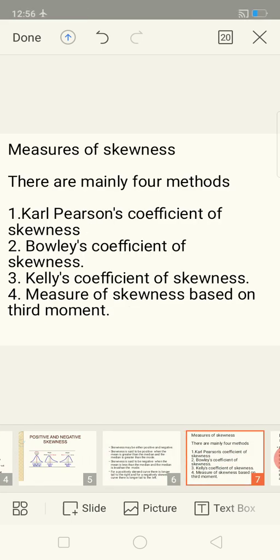Measures of skewness. There are mainly 4 methods used for measuring skewness. First method, Karl Pearson's coefficient of skewness. Second method, Bowley's coefficient of skewness. Third method, Kelly's coefficient of skewness. Fourth method, measures of skewness based on the third moment, or moment 3.